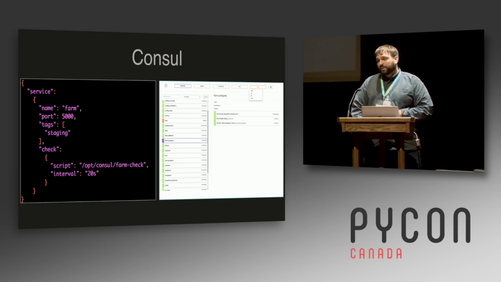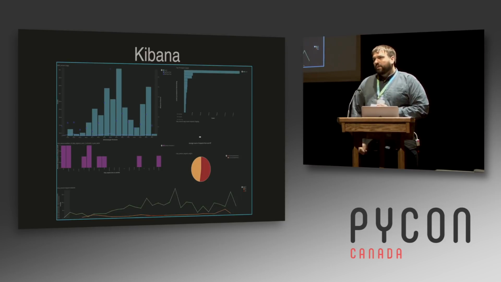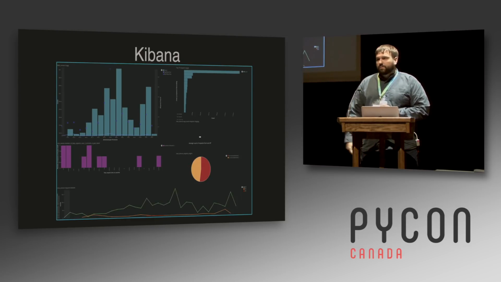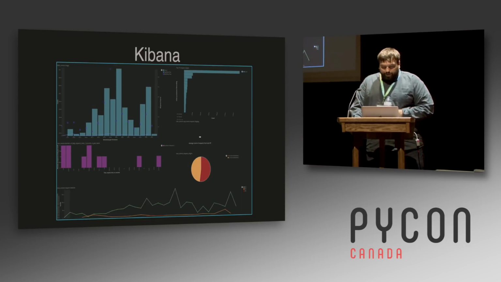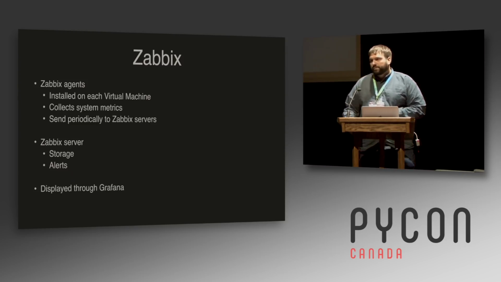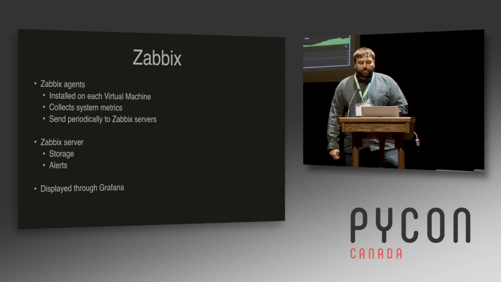We use ELK for centralized logging and metrics. This is an example of a dashboard that would have all the system metrics for a service there. So you can see how it's load balancing between two VMs in the pie chart, the average HTTP latency or the percentiles, etc. We use Zabbix for more VM metrics, like CPU, memory, and disk. It's collected periodically, sent to a server which has alerts, and we display it on Grafana.